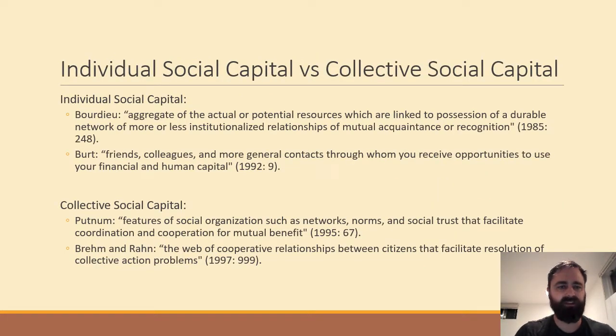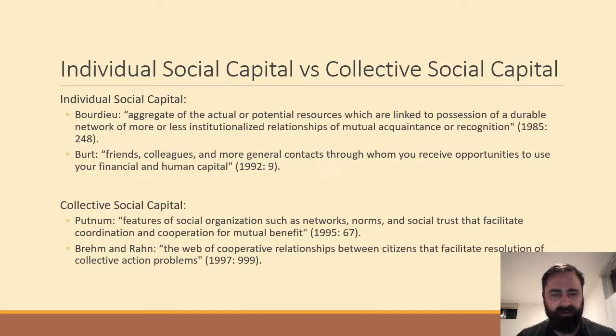So let's get into some definitions. As far as individual social capital, Bourdieu in 1985 said that it was the aggregate of the actual or potential resources which are linked to possession of a durable network of more or less institutionalized relationships of mutual acquaintance or recognition. Maybe a bit more simply, Burt in 1992 said that social capital could be the friends, colleagues, and more general contacts through whom you receive opportunities to use your financial and human capital. And then other scholars focus more on collective social capital. So we have Putnam, who said that it was the features of social organizations such as networks, norms, and social trust that facilitate coordination and cooperation for mutual benefit.